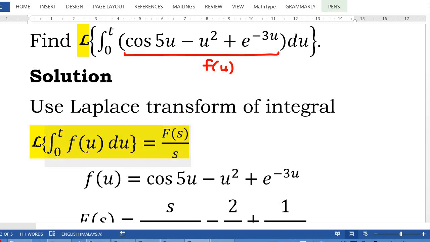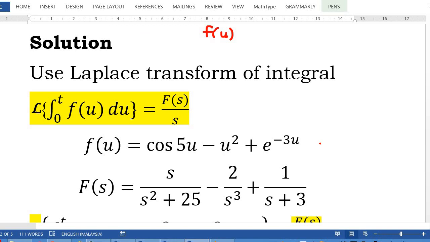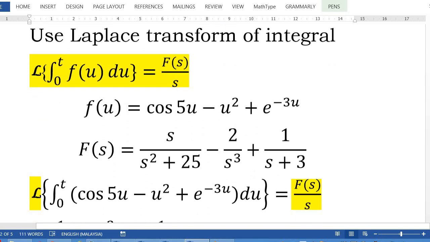To get F(s), identify your f(u). In this case, it is cos 5u minus u squared plus e to the negative 3u. Hence, taking the Laplace transform of f(u), you will get F(s). The Laplace transform of cos 5u is s over s squared plus 25. The Laplace transform of u squared is 2 over s to the power of 3. The Laplace transform of e to the negative 3u is 1 over s plus 3.